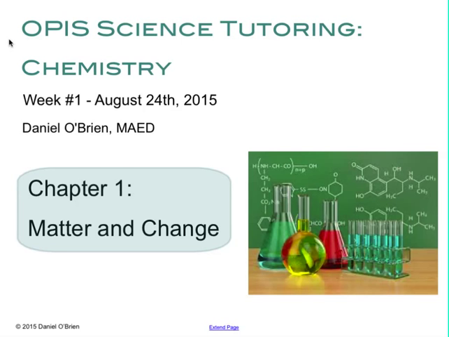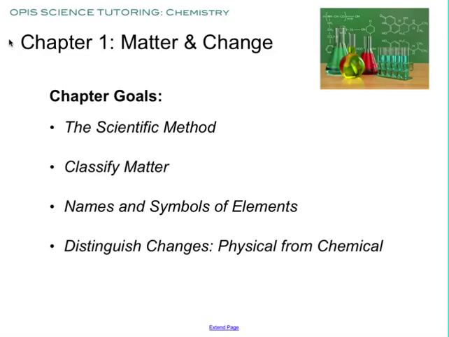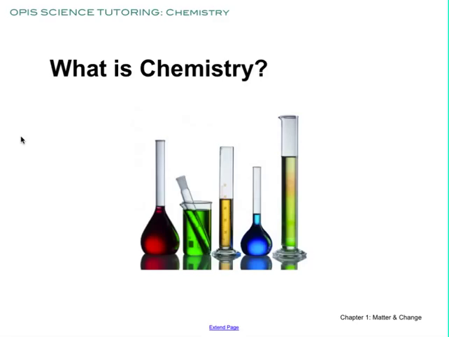In this lesson I will be covering the main points from Chemistry Chapter 1, Matter and Change. Some of the goals that we will have for this chapter will be to understand the scientific method, how we can use that to help us classify matter, how we name different elements and the international symbols used to identify them, also how we can distinguish different kinds of changes, physical changes from chemical changes.